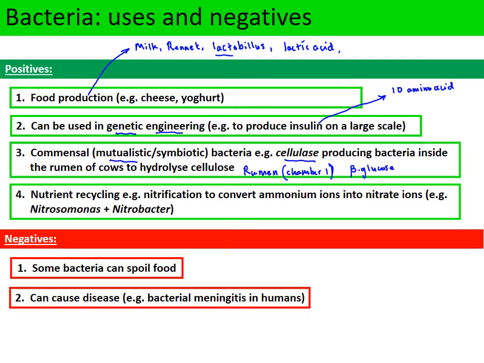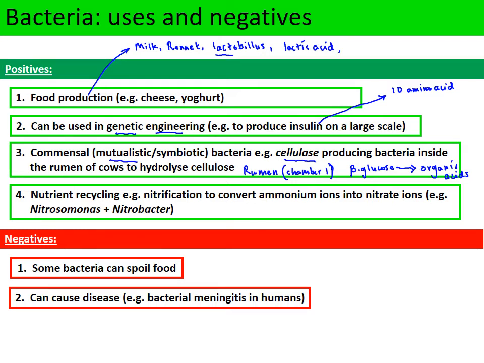Now, these bacteria actually utilize some of the beta glucose and they convert it into what we call organic acids. So these organic acids are then absorbed through the rumen wall into the blood of the cow, and it can use the organic acids in respiration to release energy inside its cells.